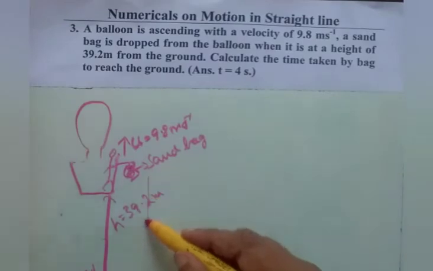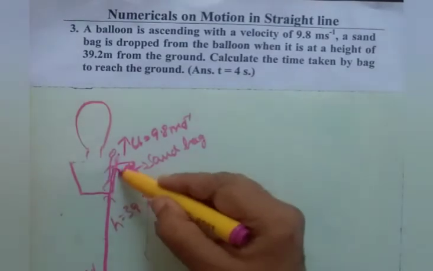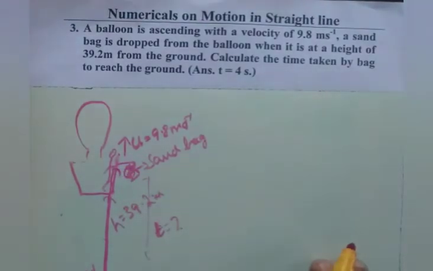Calculate the time taken by the bag to reach the ground. You are asked to calculate the time taken by the bag to reach. Say we imagine the height from which the bag is dropped, that is 39.2, the height where it is dropped. So that is also taken as the balloon height from the ground. This is the picture for the given problem. Now how to solve this problem?